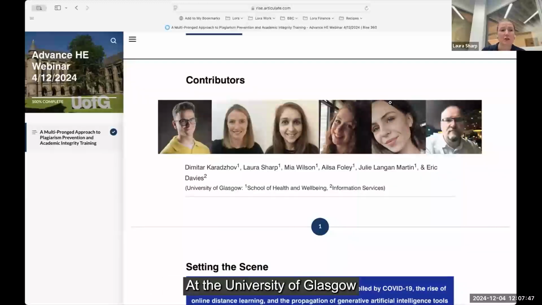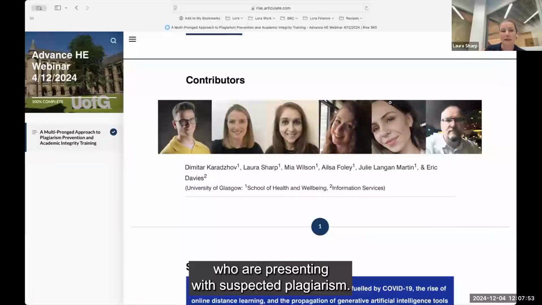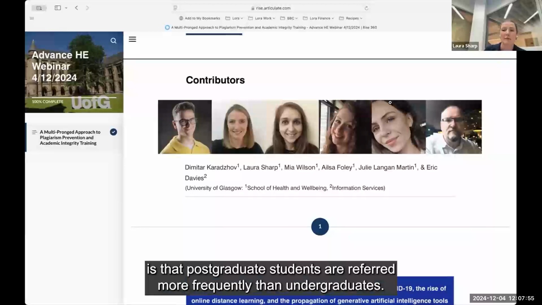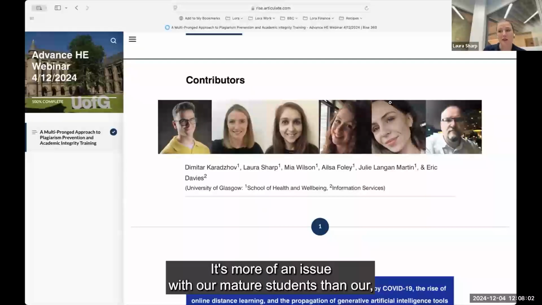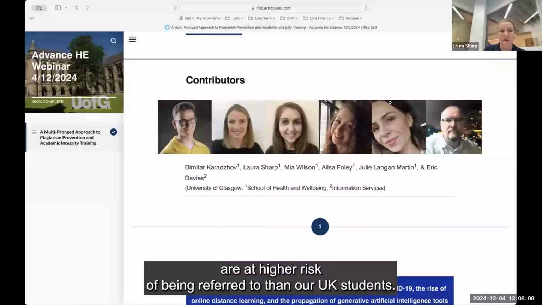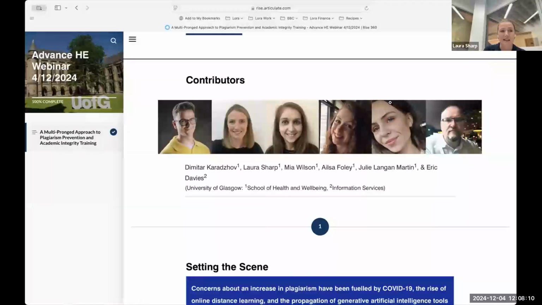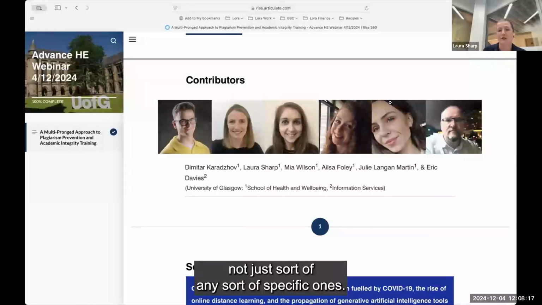At the University of Glasgow, we started to notice some distinct patterns within the cohorts of students who are presenting with suspected plagiarism. Postgraduate students are referred more frequently than undergraduates. It's more of an issue with our mature students than our younger students, and the international and EU students are at higher risk of being referred than our UK students. We need to make sure that we are supporting all of our groups of students, not just any specific ones.